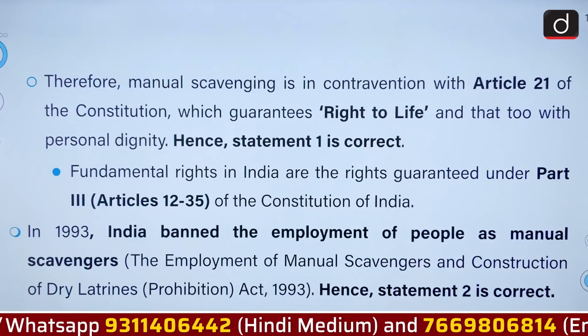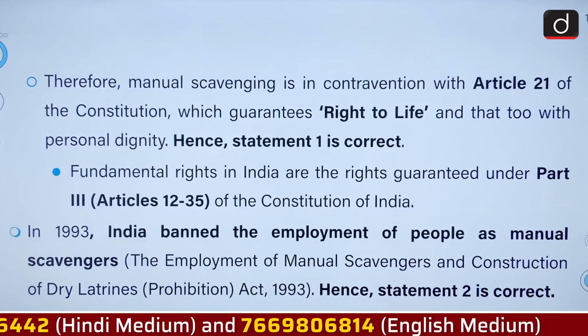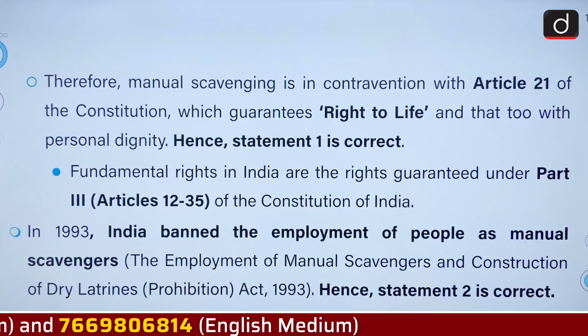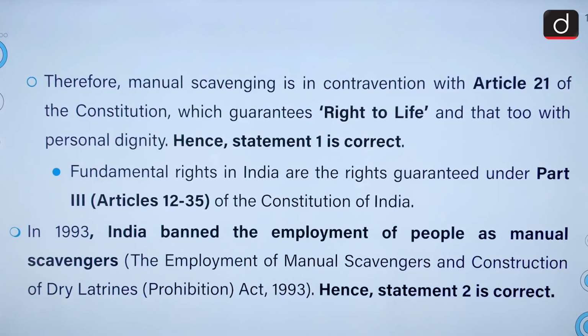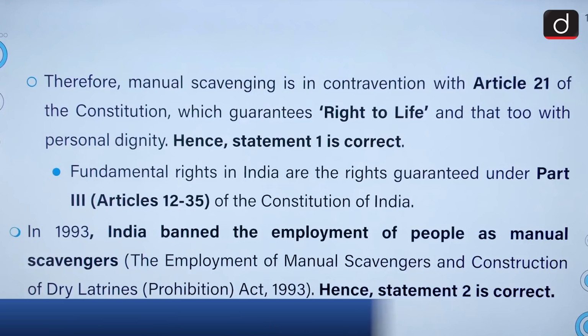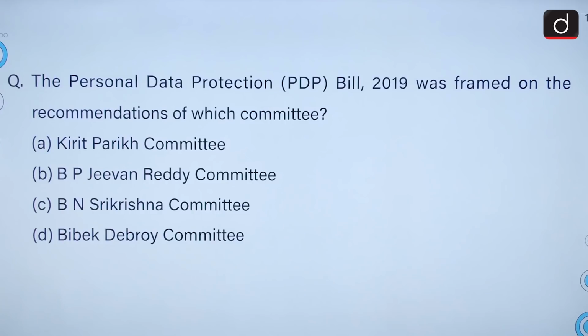Therefore, manual scavenging is in contravention with Article 21 of the Constitution, which guarantees the right to life, and that too with personal dignity. Fundamental rights in India are the rights guaranteed under Part 3, Articles 12 to 35 are involved in it. In 1993, India banned, which year? 1993. India banned the employment of people as manual scavengers. That is the Employment of Manual Scavengers and Construction of Dry Latrines (Prohibition) Act of 1993.